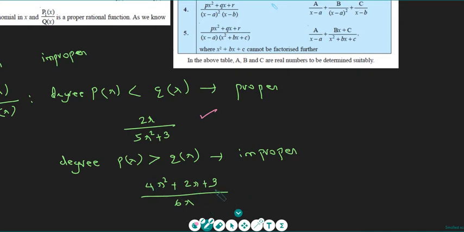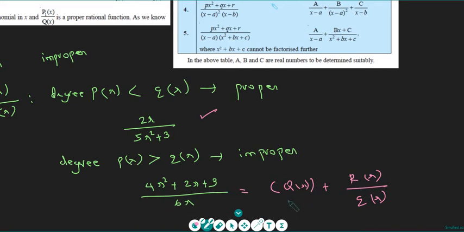Take 4x squared plus 2x plus 3. For this one, you have to do the long division. You divide and split it into a quotient, let's say capital Q of x, plus a remainder fraction r of x divided by the denominator q of x. So you do the normal long division and then write it out in this form.